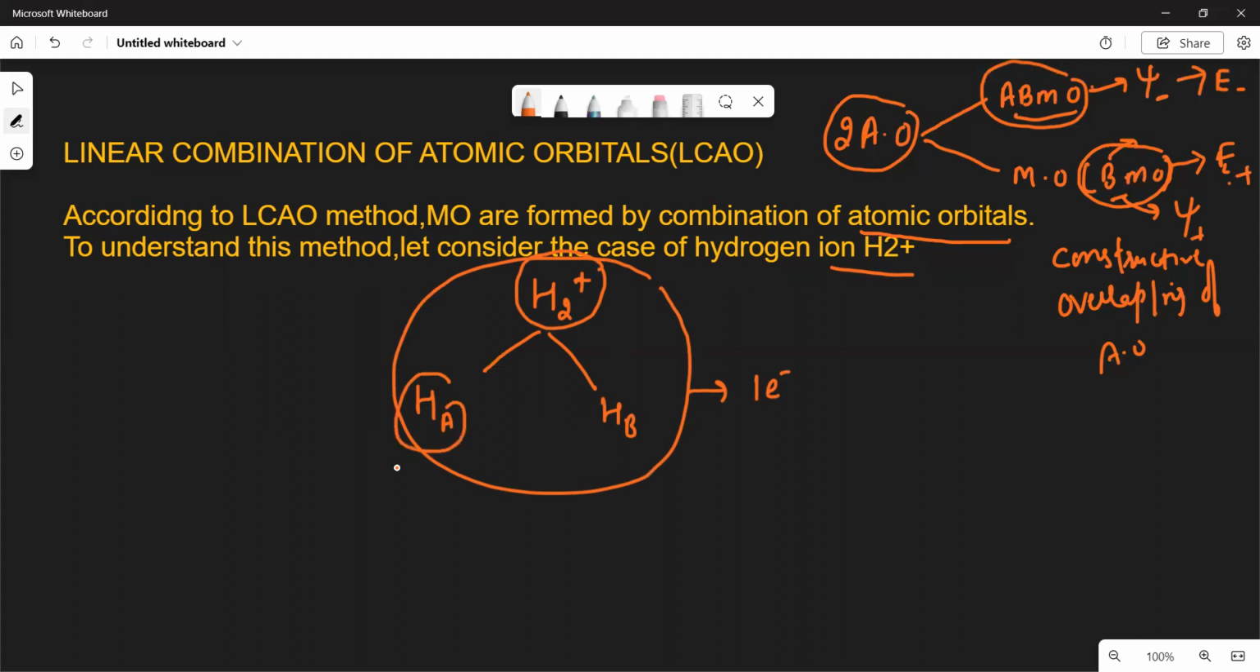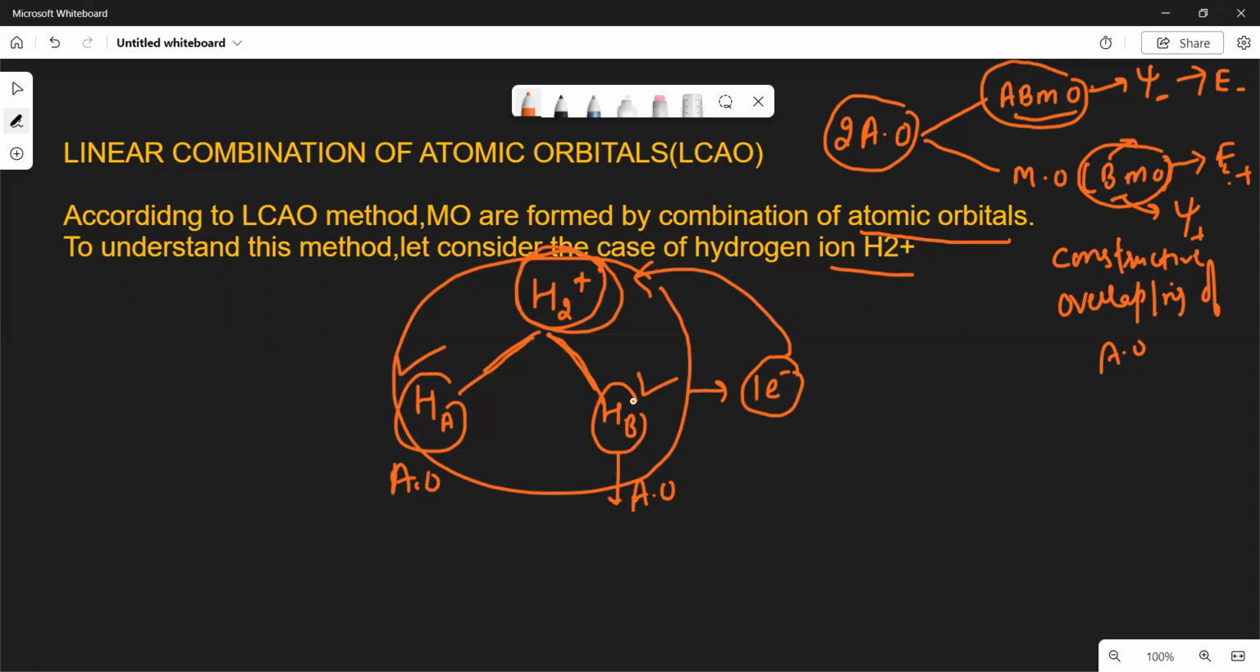HA is an atom, so it has an atomic orbital. HB, again, is an atom, so it represents an atomic orbital. When these two atoms combine, it forms a molecule. Here we are considering H2 plus, which is a molecular ion. This electron will be present in the molecular orbital of H2 plus, and the electron is under the influence of both nuclei, HA and HB.